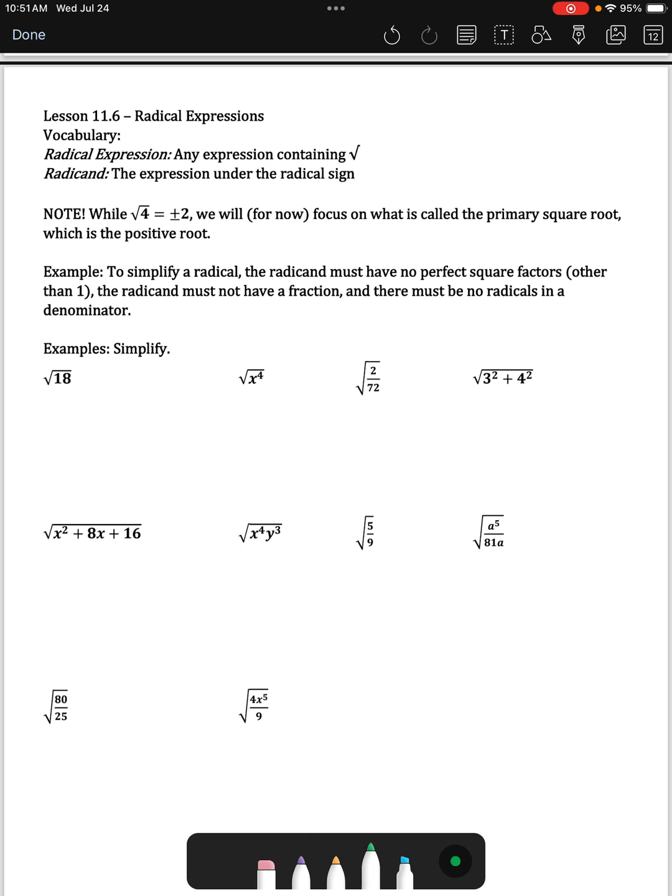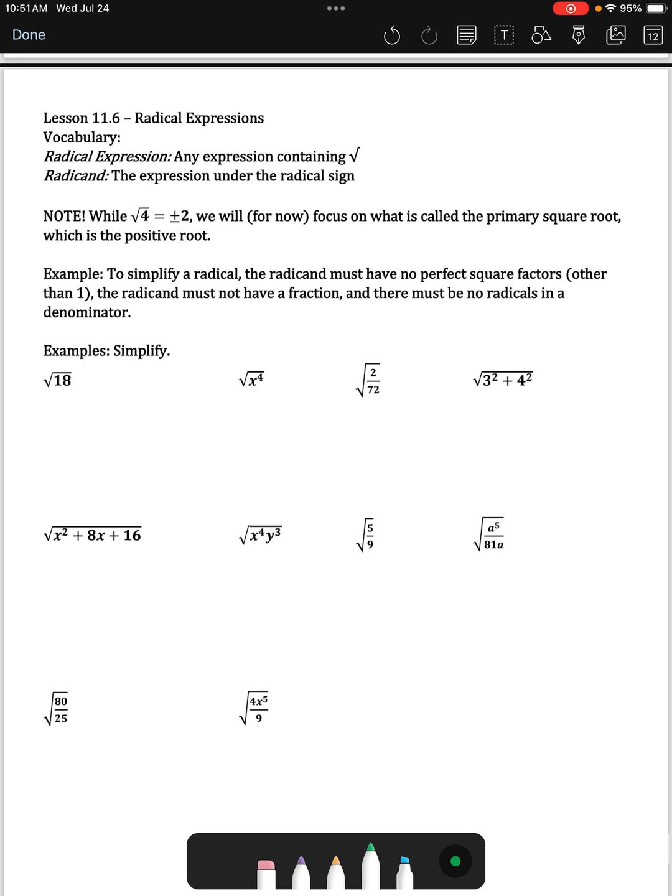Now, to simplify, no perfect square factors, perfect squares. You may want to have somewhere written down just some of your common perfect squares. I would say the first 10, minus 1. 1 is boring, and it even says there other than 1. This should do for most of what we see. So what do I mean by that? The square root of 18. Well, we know 18 isn't in this list. It's not a perfect square.